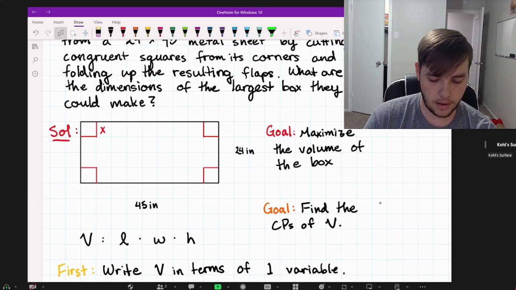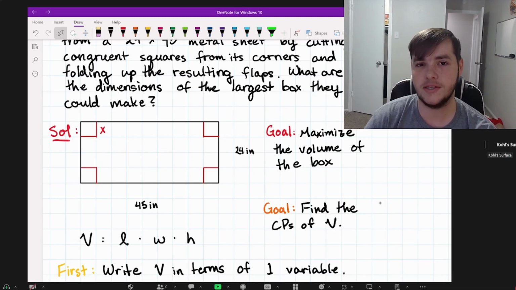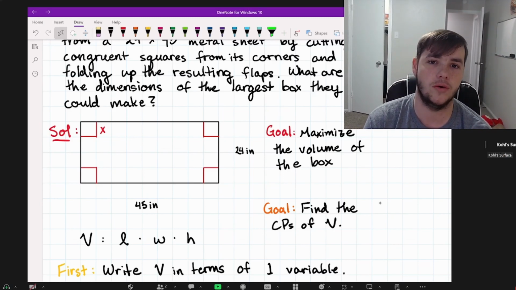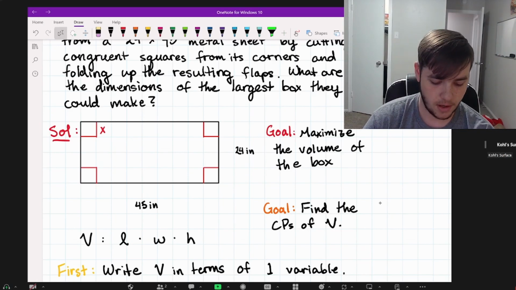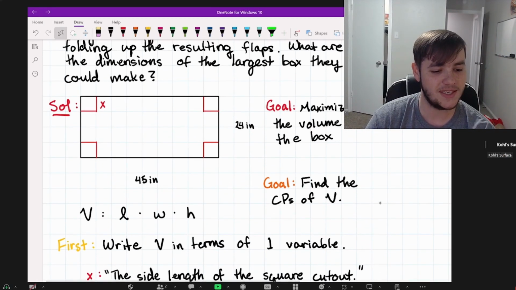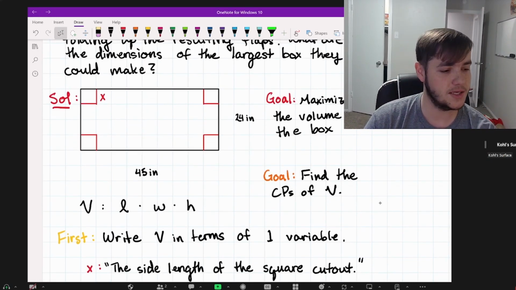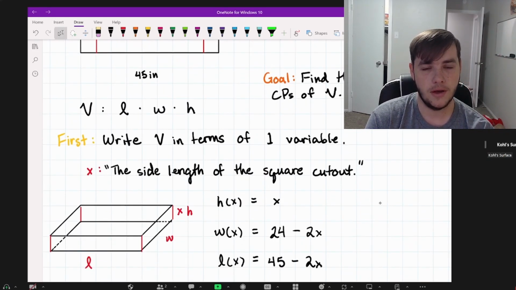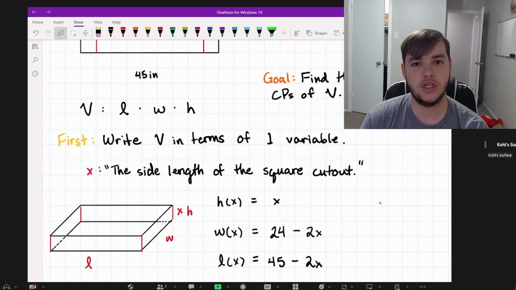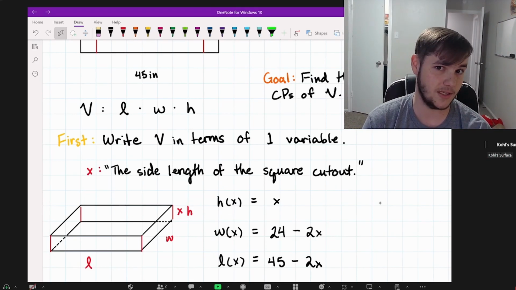The constraint for this problem is that there's only so much metal to work with, right? So notice when I cut out a corner, that cut is the only aspect of this problem I really have control over. I'm going to give that cut length a name, x, right? So we're going to let x be the side length of that square cut out. Now, when I fold the box up, you'll notice I get this picture. The height of my box is actually just x. And in fact, both the width and the length depend on x as well.